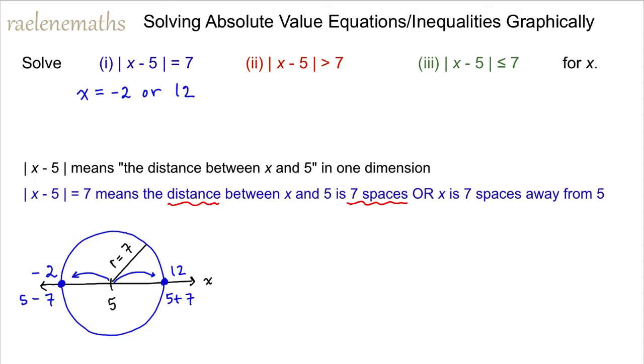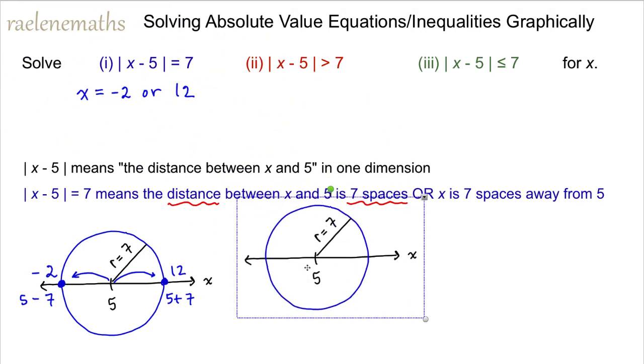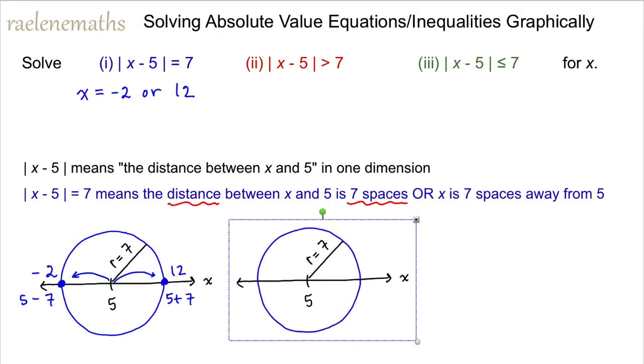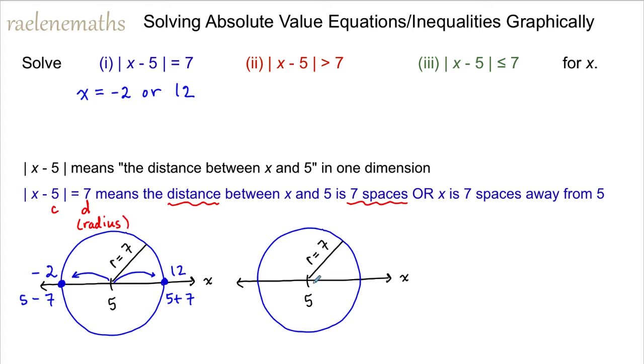Now in the second case, the interpretation is slightly different. We still have a center of 5. I'm just going to put C under the 5 here, and D, or radius, under the 7. So we still have a center of 5, and we have a radius of 7, but this statement says that we want x to be more than, not just is, but more than 7 spaces away from 5.